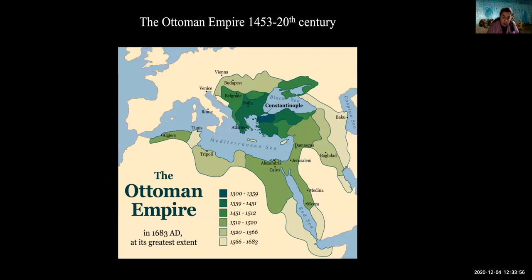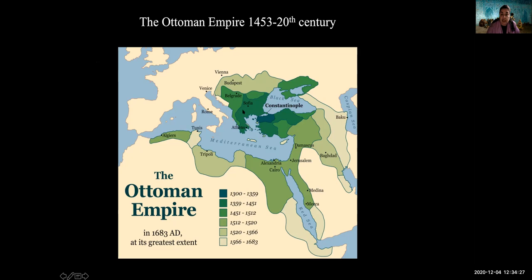So the Ottoman Empire actually existed from 1453 onwards. The Ottomans were Turkic peoples who appeared at the very beginning of the 14th century, but established an empire starting in 1453 with the conquest of the city of Constantinople, that we see over here at the conjunction of Asia and Europe.